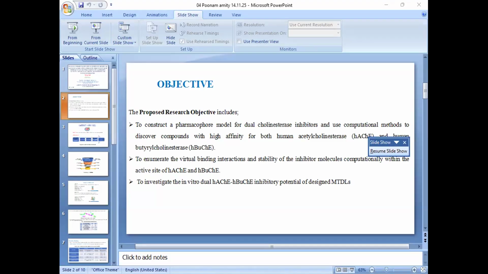Then this was validated using molecular dynamics. So the reliability as well as the stability of the complex was okay, ma'am.